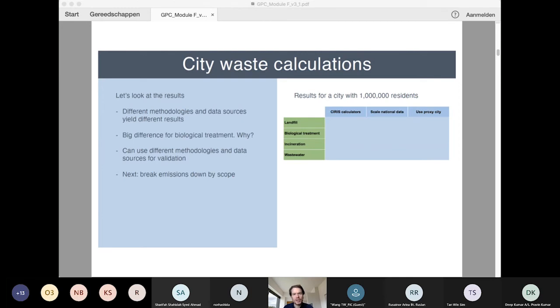But also good to know here is if you're just doing this calculation using your own activity data, your own emission factors, which is great, then run the same exercise using the serious calculators, using national data, just to see if you're in the right ballpark. This is always very useful, just to double check and to validate your results. It's always useful to do a second methodology, just to make sure you're in the right ballpark and the figures are as they should be.